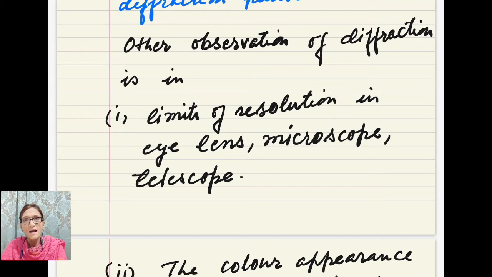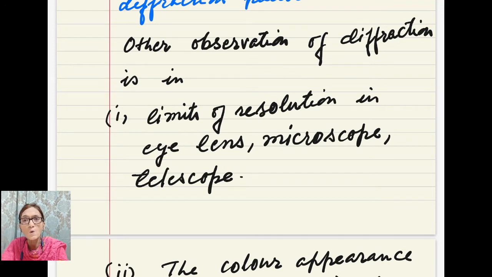Now you have other observations of diffraction also. Your eyesight has some limit of resolution. You cannot resolve all the objects very far from you. Optical instruments like microscope and telescope also have some limit of resolution. Now what is this resolution?